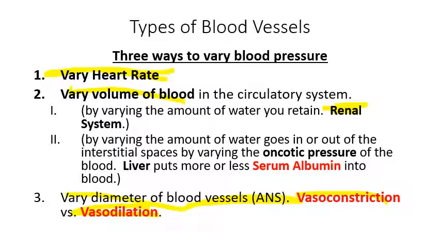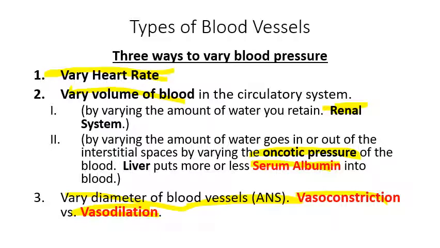But the other way that you can control it is by having the liver produce more or less serum albumin, which will vary the oncotic pressure of the blood, so that if the blood is hypotonic relative to the tissues, the fluid will leak out of the capillary and the blood volume will go down and the blood pressure will go down. On the other hand, if the blood is hypertonic relative to the surrounding tissues, the water will leak into the capillaries and increase the blood volume and increase the blood pressure.